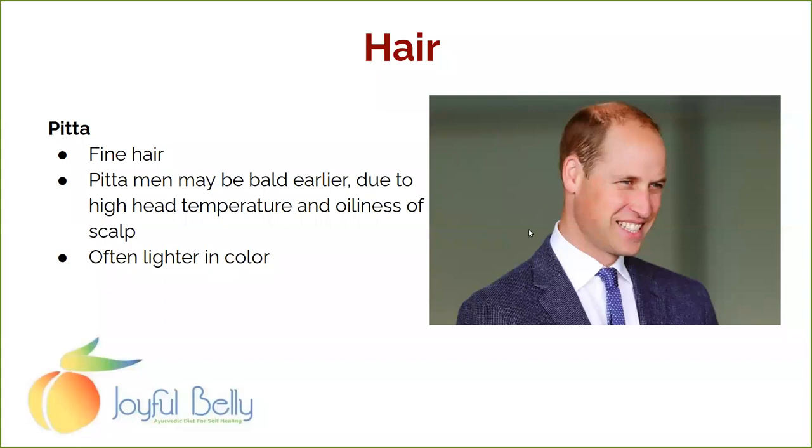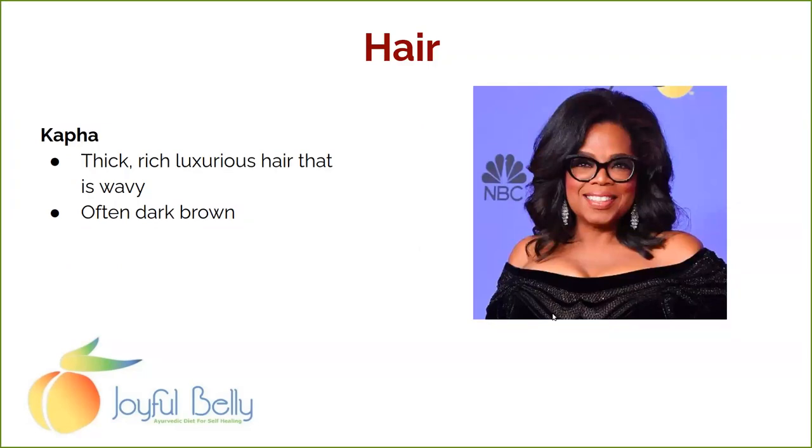Pitta. Now, how do I know that Prince William here is a Pitta person? Well, just look at the blood in the cheeks and in the nose and in the face, right? So right away, I know that this individual has hot rakta, hot red part of their blood. And the eyes have a kind of sharp look here. Pitta tends to have fine hair. Pitta men may bald earlier due to oiliness of the scalp and higher head temperature. Pitta hair is usually a little bit lighter in color. Kapha people have thick, rich, luxurious hair that's wavy, often dark brown. Oprah is a classic Kapha person.